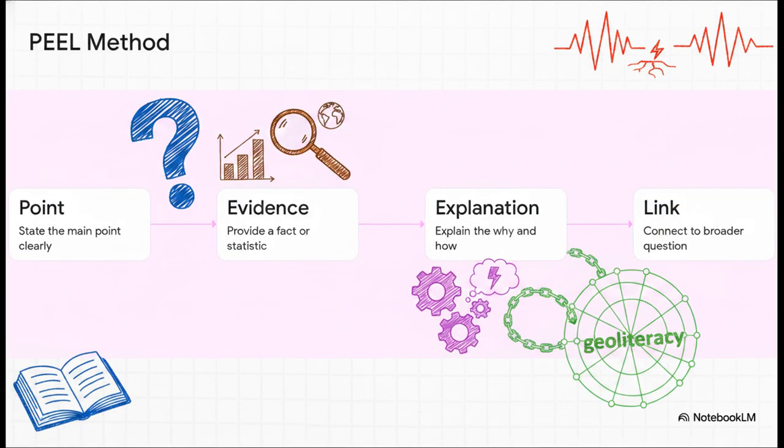So, how do we actually build all of this into a solid essay structure? For those long-form answers, rely on the PEEL method for every major paragraph. Point. State your main argument crystal clearly. Evidence. Back it up with a hard fact, a statistic, or map data, like referencing a specific OS map scale. Explanation. Really delve into the why and how of the process. And finally, link. Connect your point back to the broader question and the unifying strand of geoliteracy. Doing this creates a flawless, undeniably logical structure that examiners absolutely love to see.